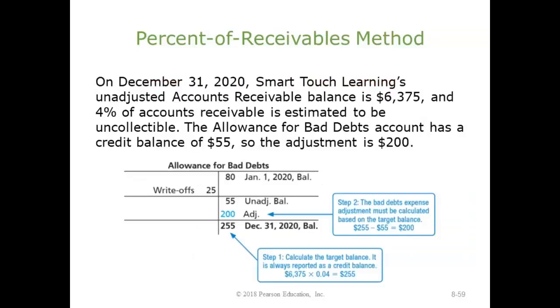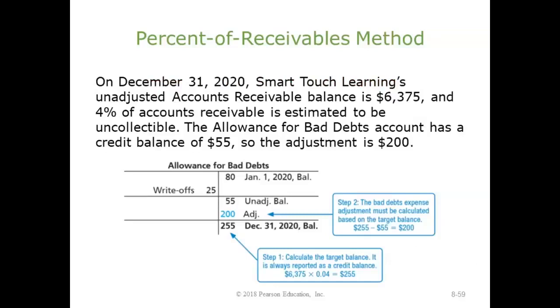So using the percent of receivables method, on December 31st, Smart Touch had a receivable balance of $63.75, and 4% of the accounts receivable is estimated to be uncollectible. The allowance for bad debt accounts has a credit balance of $55, so my adjustment is $200. So let's see how that works.